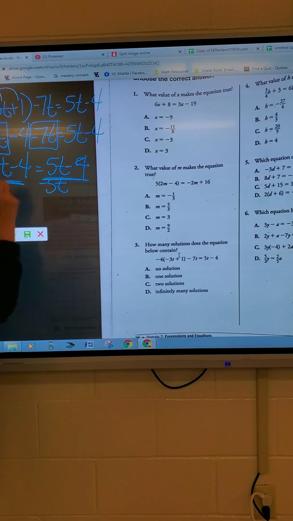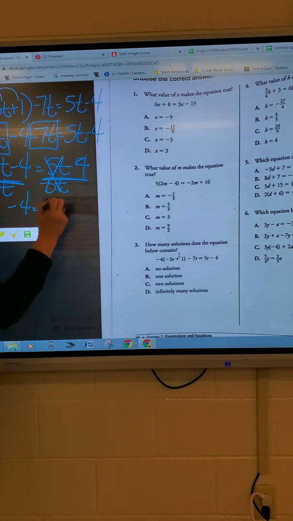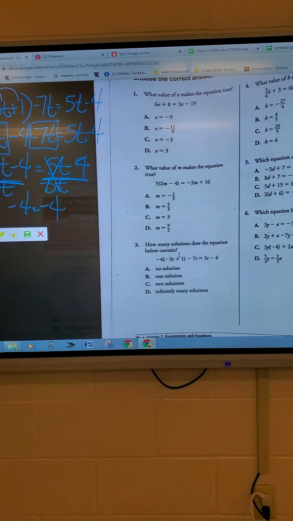But we could finish this if we needed to. Subtract 5t from both sides. And negative 4 equals negative 4. And I still have my twins. Twins is many. Okay? Twins are multiples. Multiple and many are synonyms of each other. You following me? That helps some of you maybe a little bit?